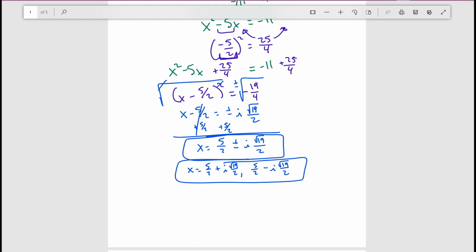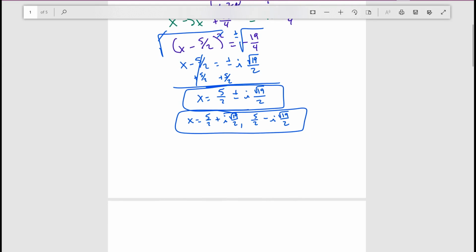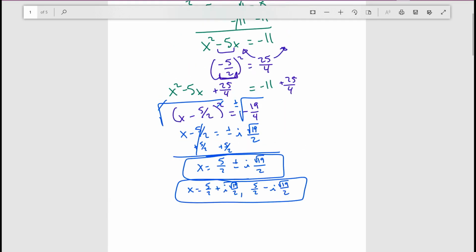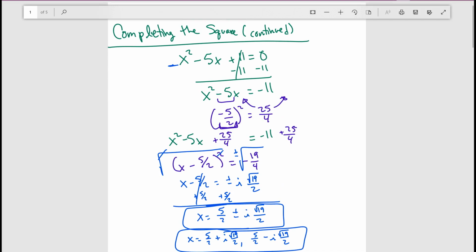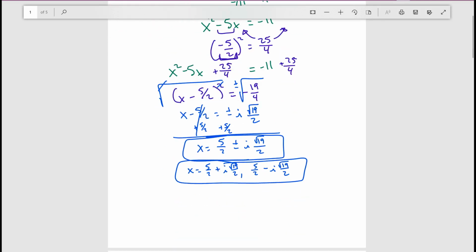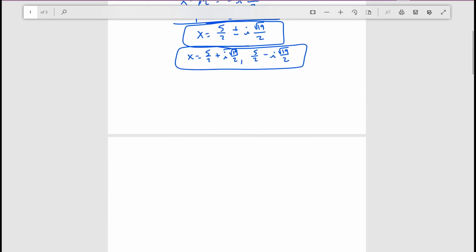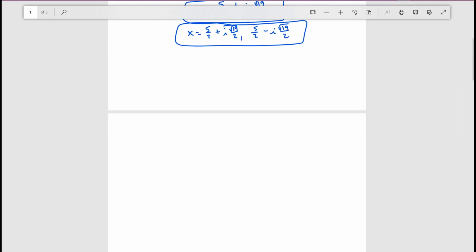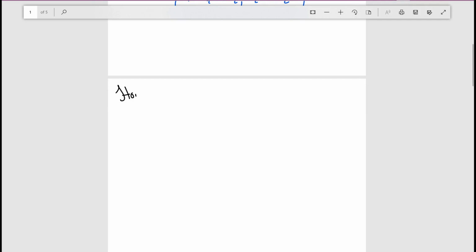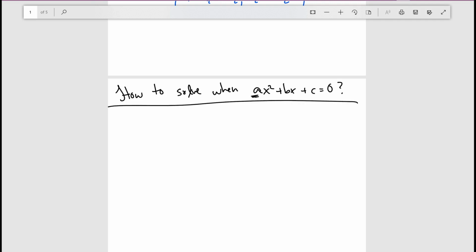This probably will be a WebAssign problem like this. You have to write it like that. So that's what completing the square is. Now, the only problem is that we've just been doing problems where there's nothing in front of the x squared. It's just a 1. So what if you don't have something like that? How do we solve it? So I'm going to write how to solve when you have ax squared plus bx plus c equals 0 and you have a number there. So how do you solve it then?